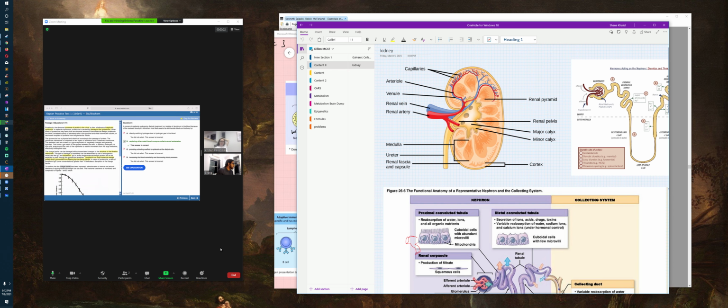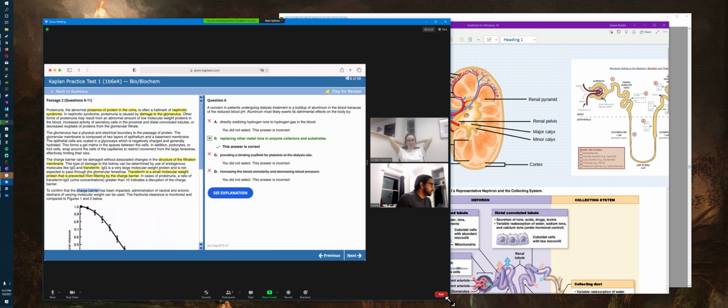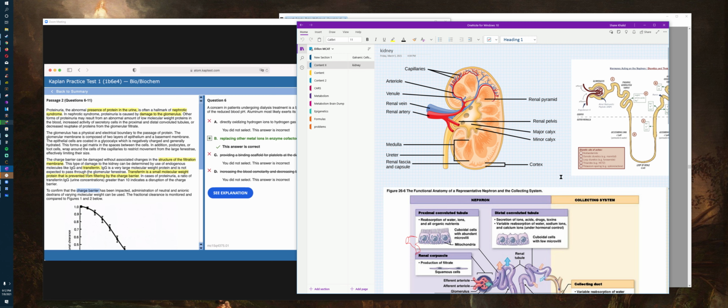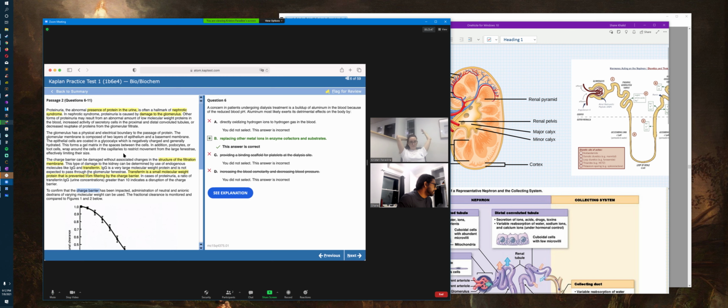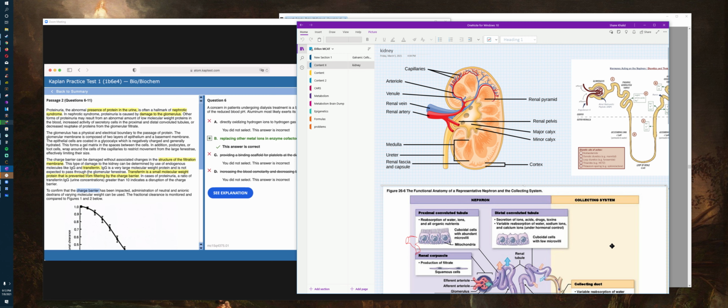Okay, so if there's damage to the glomerulus, there's going to be certain things that won't pass from your blood to the kidney, like maybe water, ions, or something else, including proteins.